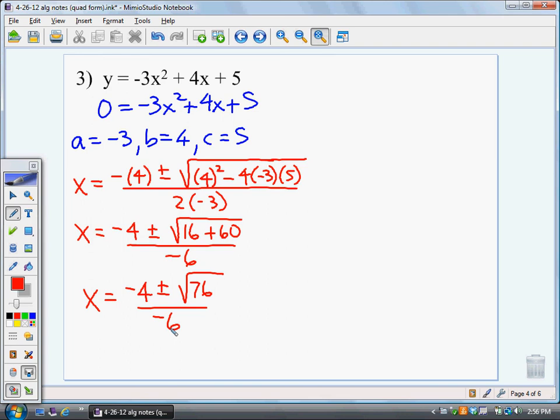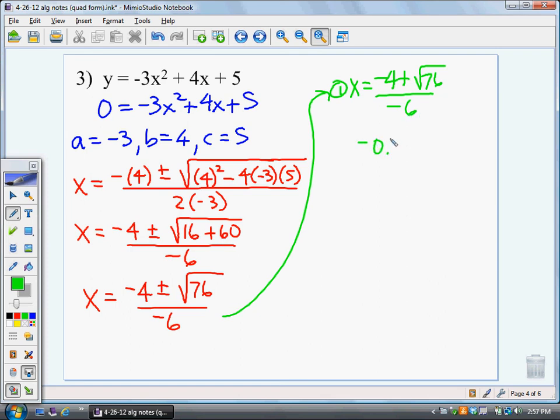Again, remember there are two things then that we have. We have one where we do this with the plus sign. X is going to be negative 4 plus the square root of 76, all divided by negative 6. And if you do this, you do negative 4 plus the square root of 76, hit equals, and then divide by negative 6. And if you do that, you're going to get negative 0.79.